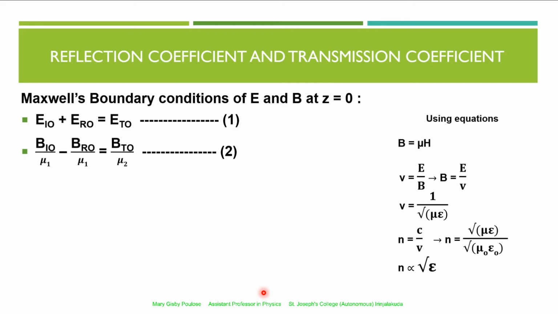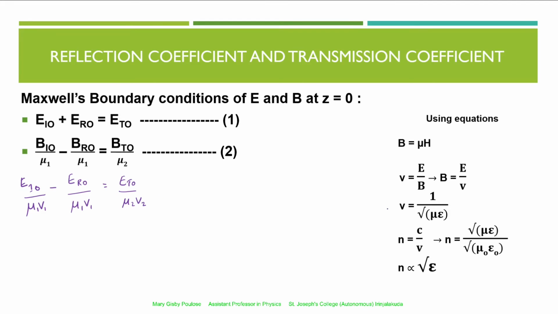We have used the first relation, B = μH, and for the second relation, we have the velocity of the medium to be the ratio of E by B. That means B = E/V. Thus, the second equation can be rewritten as E_I0/(μ1 V1) - E_R0/(μ1 V1) = E_T0/(μ2 V2).